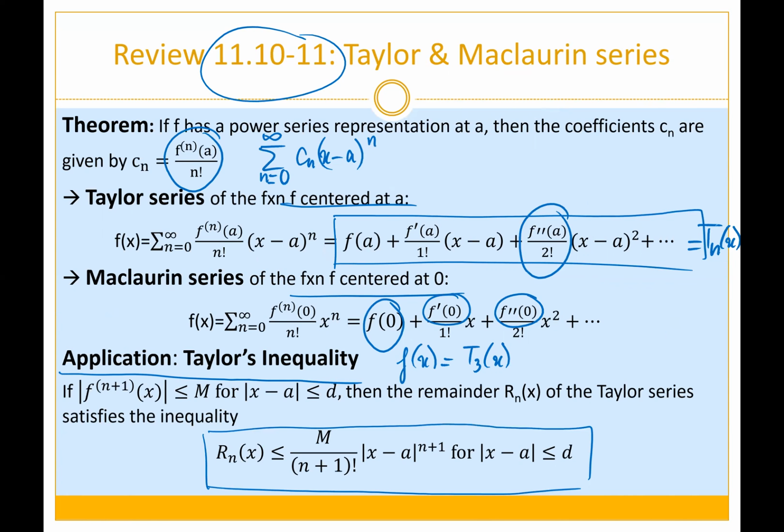To do that, it says the error of that approximation is smaller than or equal to a bound involving big M, with M being the maximum of the n plus 1 derivative on the given interval. Yep.